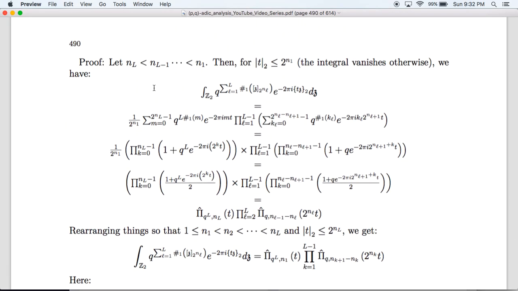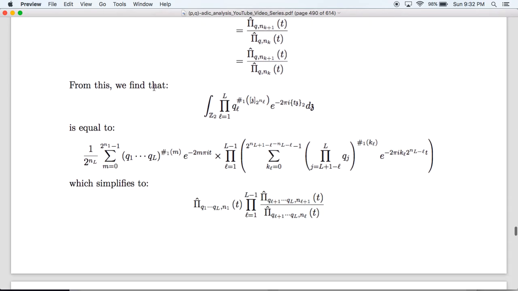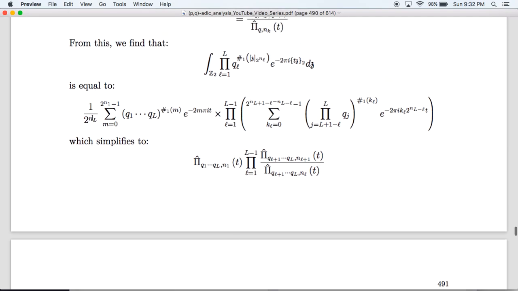Computation. And I have to divide. And then I think I forgot that fact. Yeah, there's the 1 over 2 to the n L that I forgot to take into account.